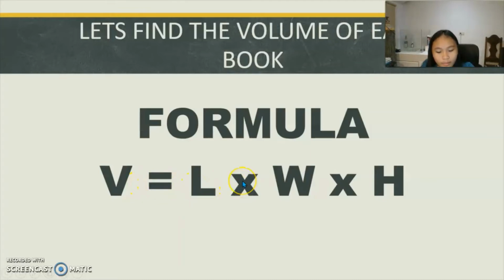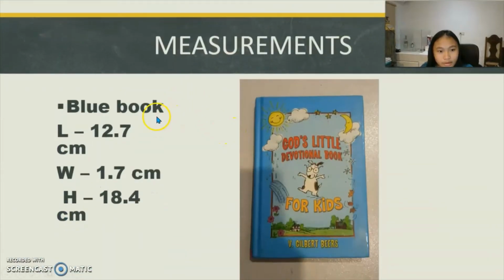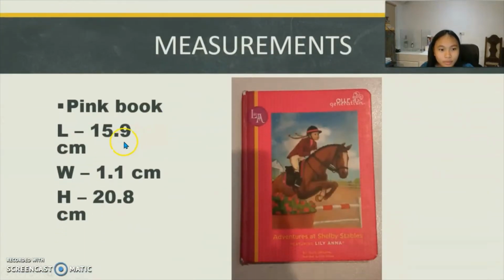I have the blue book and pink book here to get the volume. I will measure each length, width, and height. So these are the measurements of the blue book: 12.7 centimeters, 1.7 centimeters, and 18.4 centimeters. Next, these are the pink book measurements: 15.9 centimeters, 1.1 centimeters, and 20.8 centimeters. Now we have each book volume.